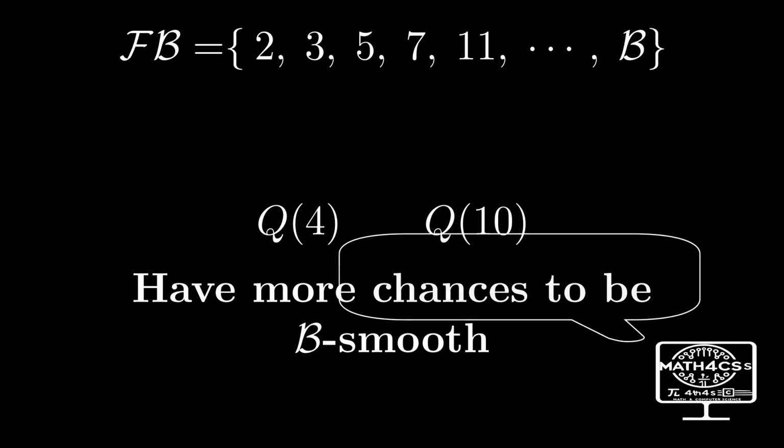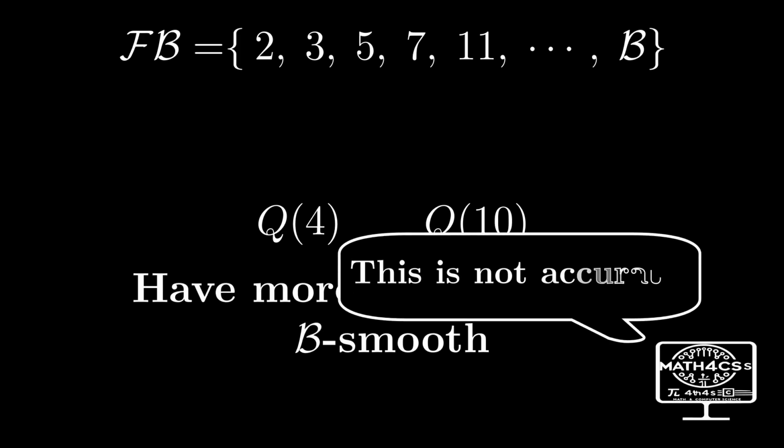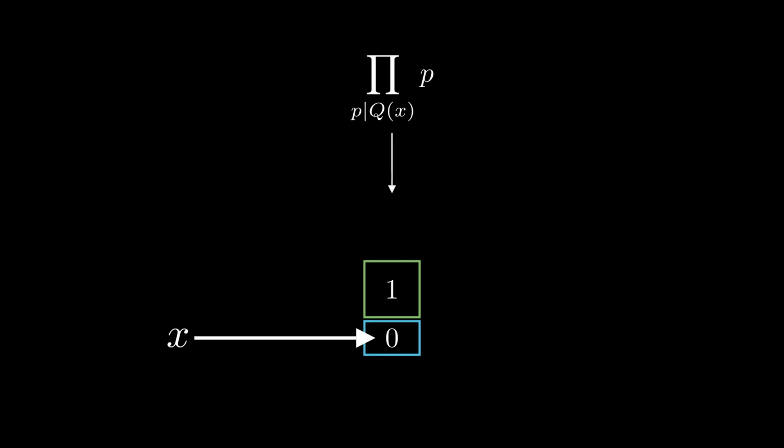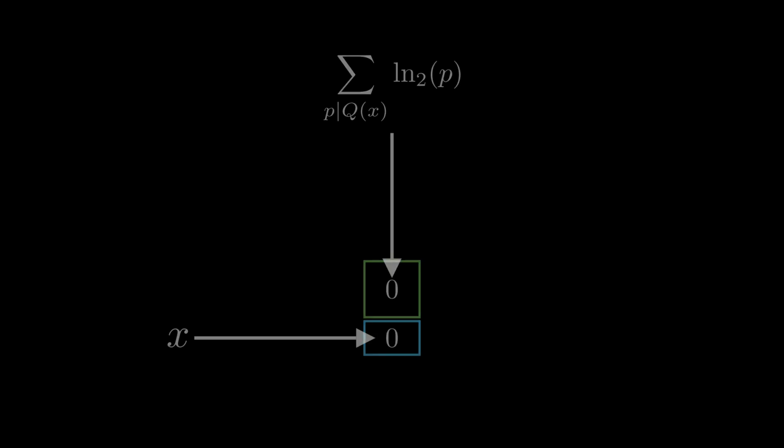You may think that this is not accurate. You are right, we don't need to be accurate. We need to find smooth numbers as quickly as possible. Instead of storing products, which take a lot of space, we store the logarithm. Of course, we start with 0 and add log p instead of multiplying by p.